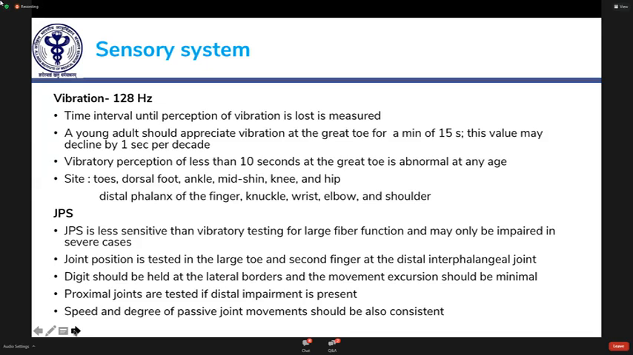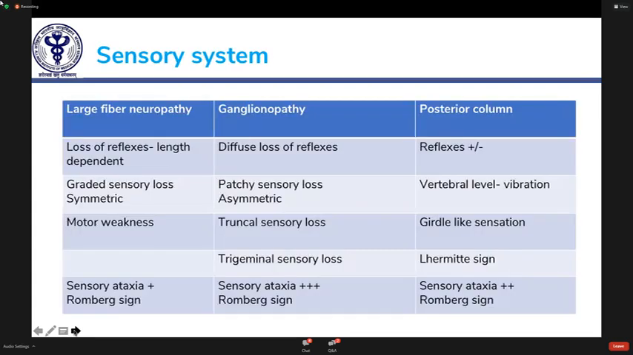So the three major differentiating points when you have a sensory ataxia are the sensory loss: whether it is a large fiber neuropathy, a ganglionopathy, or posterior column involvement. In large fiber neuropathy, there will be length dependent loss of reflexes. In ganglionopathy, there is a diffuse loss of reflexes because you get involvement of the dorsal root ganglia. Ganglionopathy is almost like the sensory counterpart of anterior motor neuron disease. In posterior column involvement, reflexes are plus or minus depending upon involvement.